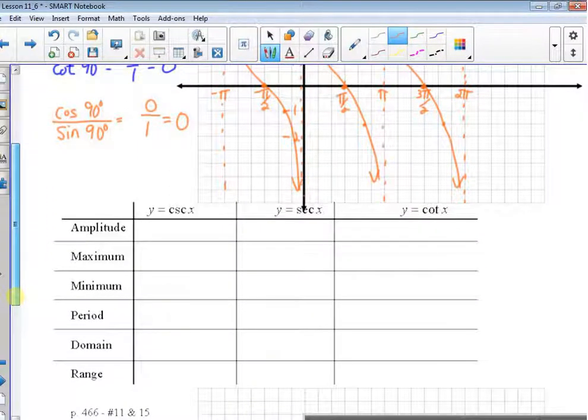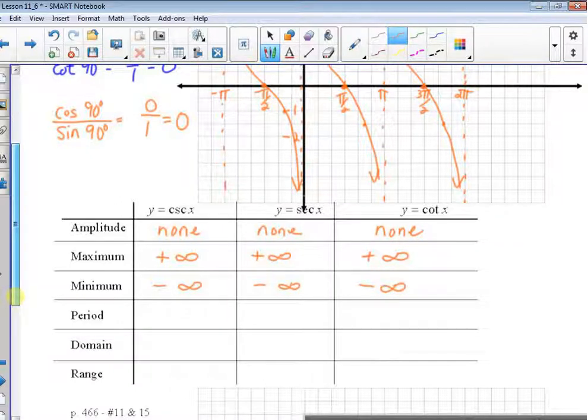Okay, so now let's take a look at amplitudes, maxes, mins, and so on. The amplitude for all of them is none, because they just kept going up and up and up. There was no height. The maximum for them all was positive infinity, because they had those arrows indicating they go on forever and ever into infinity, and so the minimum is negative infinity.